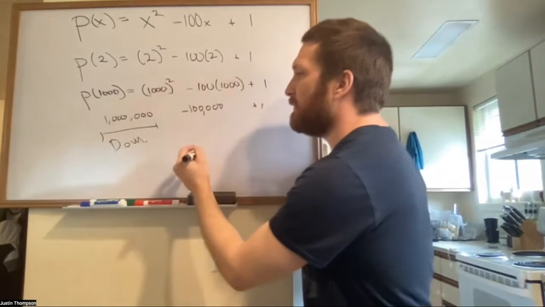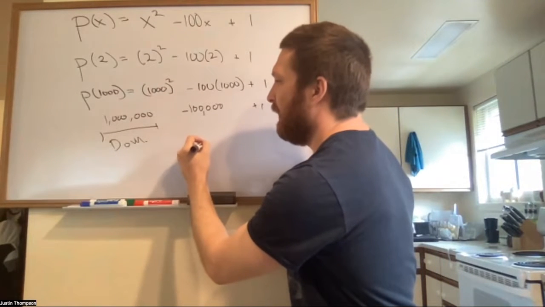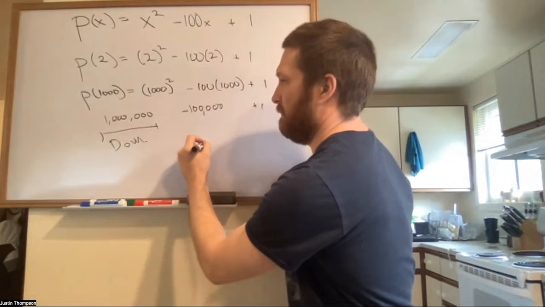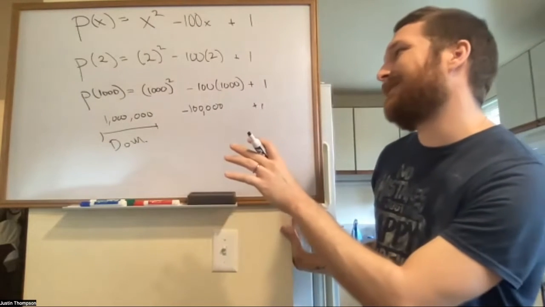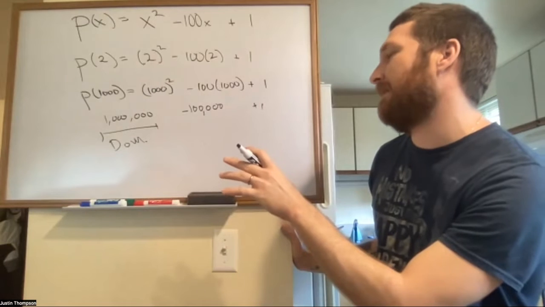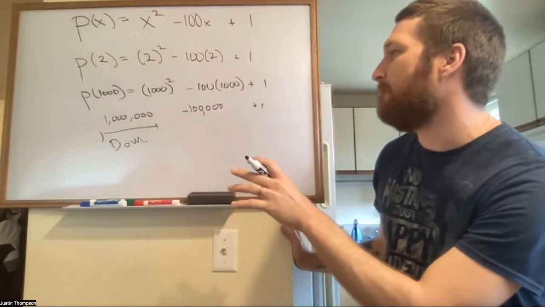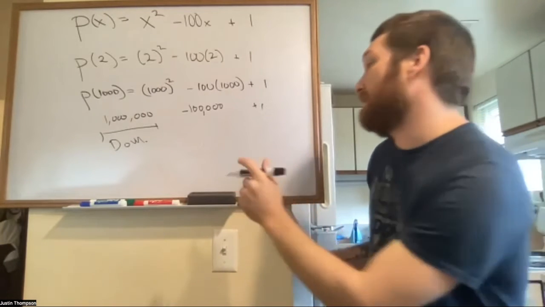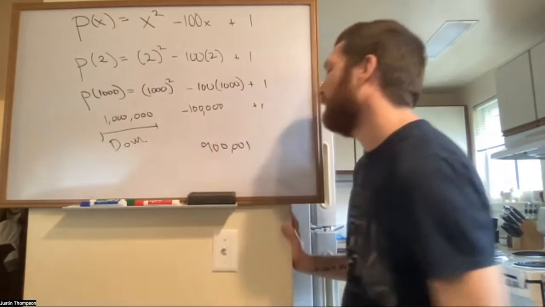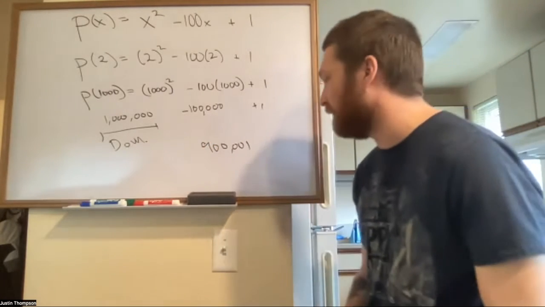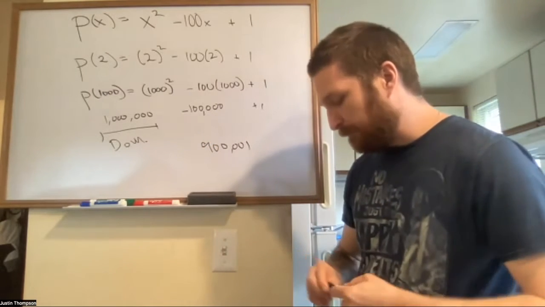minus 100,000. What would that be? It doesn't matter. It's something like 900,000, I guess 900,001. I probably did that wrong. Whatever. I've got COVID, I'm not worried about it.